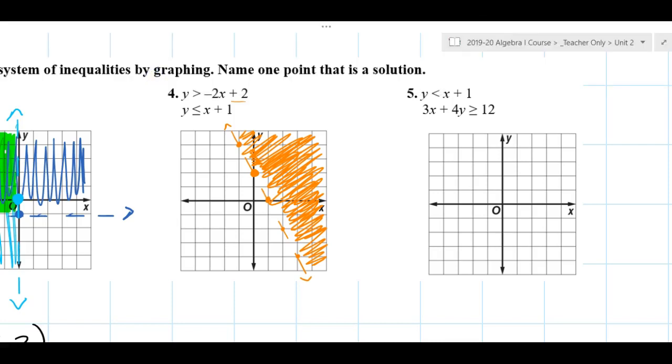Y is less than or equal to x plus 1. Start at the positive 1 on the y-axis. My slope is 1. There's an invisible 1 in front of this x. Up 1, right 1, up 1, right 1, up 1, right 1. Down 1, left 1, down 1, left 1. 2 negative moves take you in a positive direction. This is a solid line because it's also equal to this line.